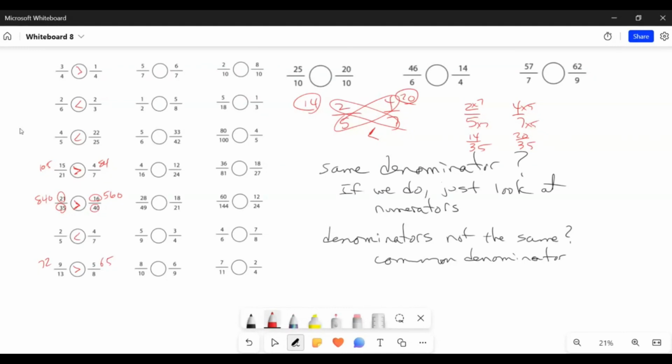Up to here, the next column, this one's easy. We got 5/7 and 6/7. 6/7 is bigger because the denominators are already the same. If you look next door to this one, 2/10 and 8/10. 8/10 is bigger. Let's look at 1/2 and 5/8. Which one's bigger?